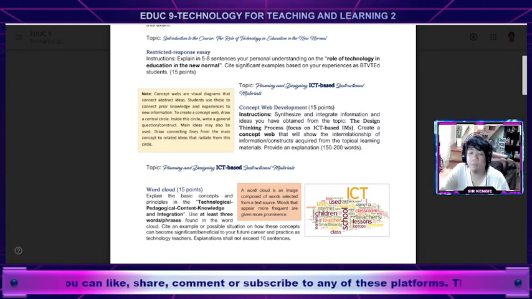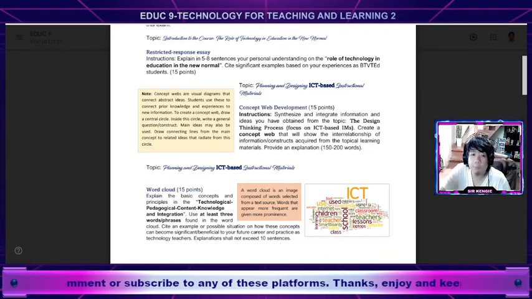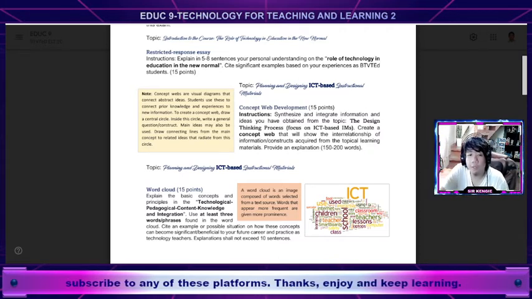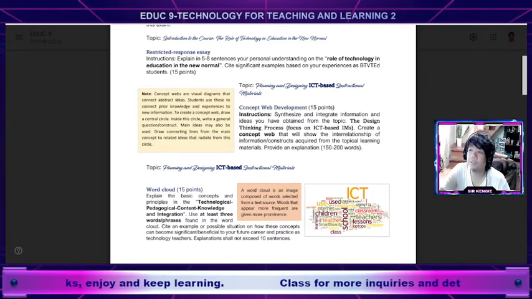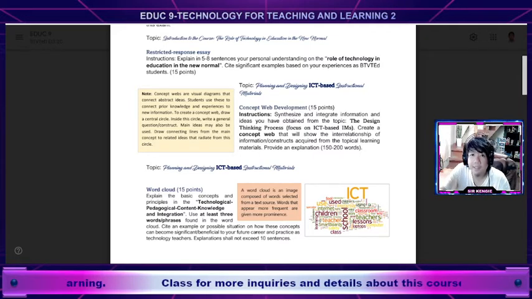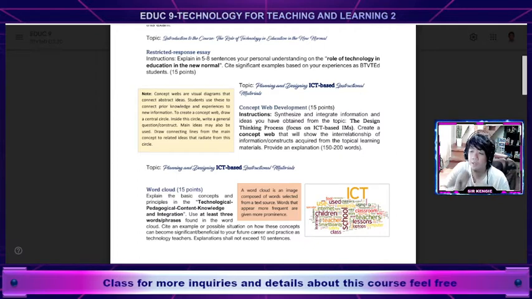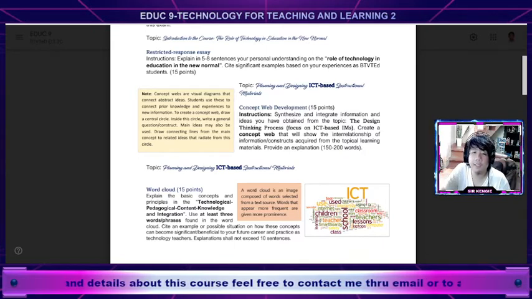So what is a concept web? Based on the definition, concept webs are visual diagrams or illustrations that connect abstract ideas or topics or information or ideas per se. As a student, you will use this to connect prior knowledge and experiences to new information.